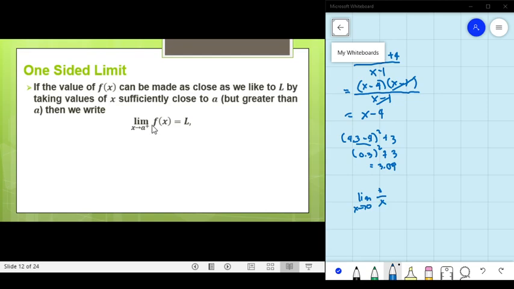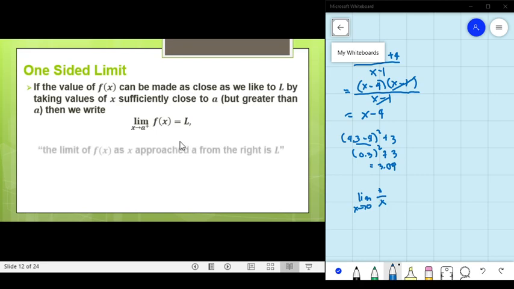So, even if the values of a or c are negative, the symbol is still positive. Even if your a is negative 2, what is on the right is negative 1, right? So negative 1 gets closer and closer to negative 2. So even if your value of a or c is negative, the plus still means from the right.